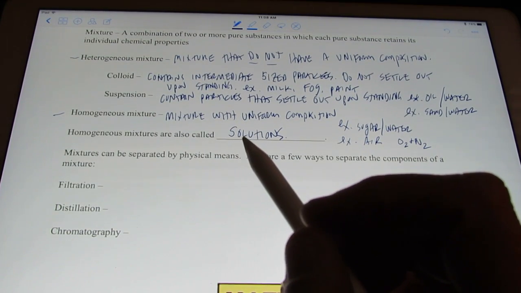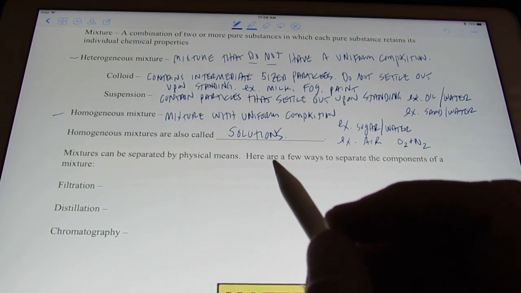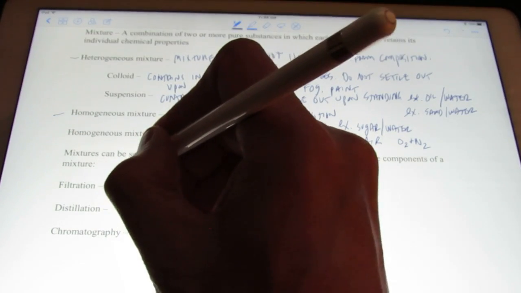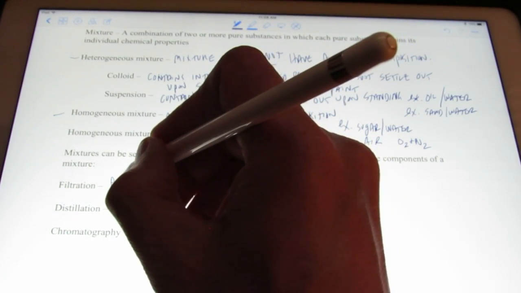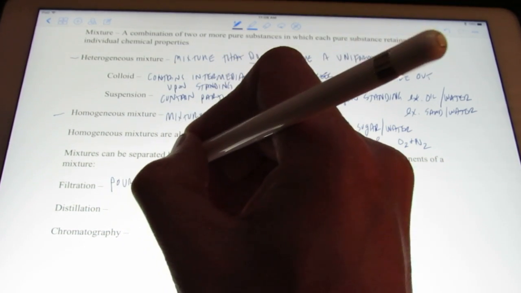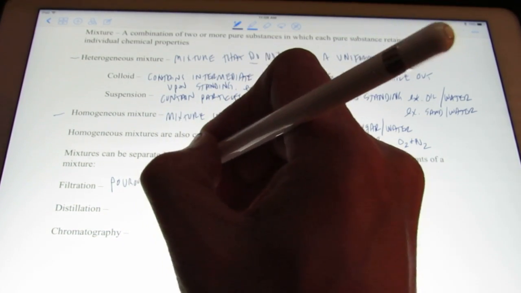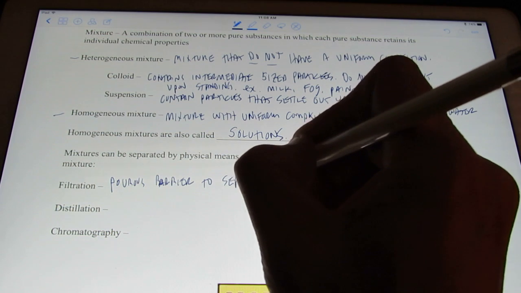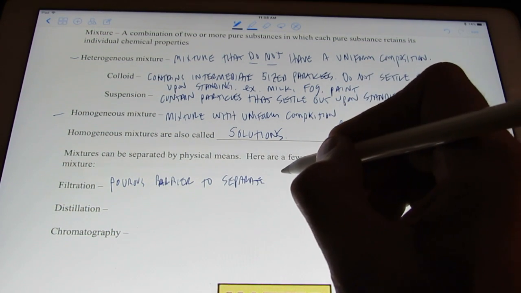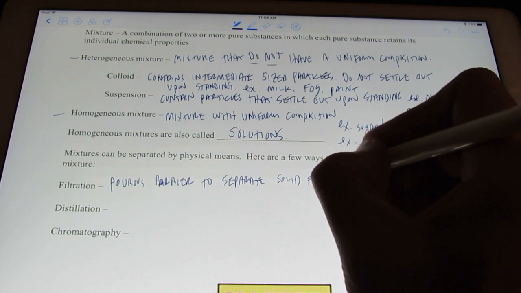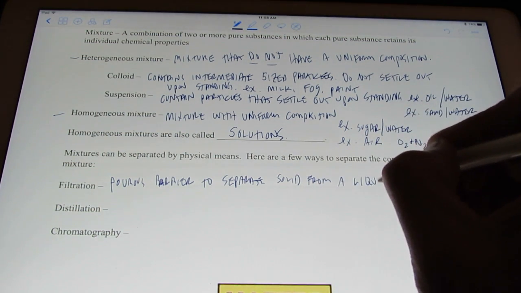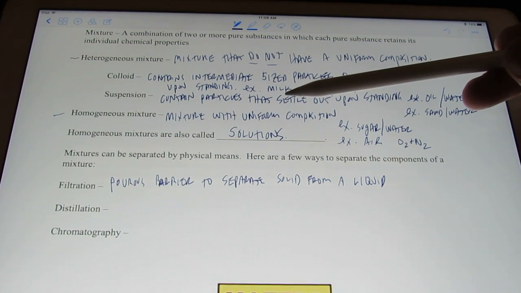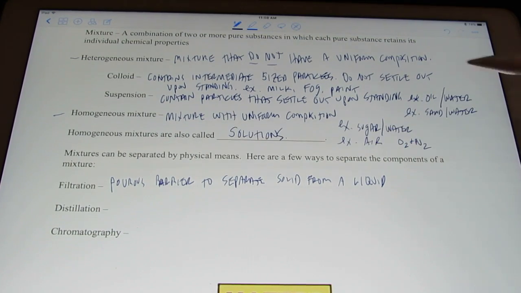Filtration is simply a porous barrier that's used to separate a solid from a liquid. So we use a porous barrier to separate a solid from a liquid. So we would use this to separate the components of a suspension. The particles are large enough to where that porous barrier can block them.